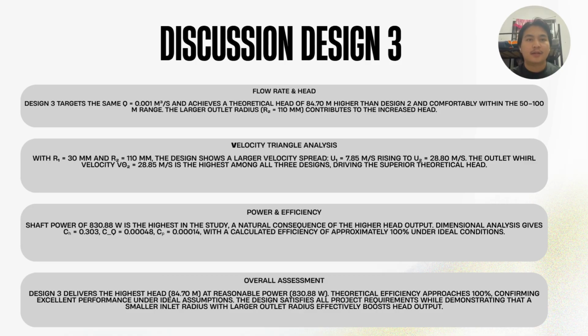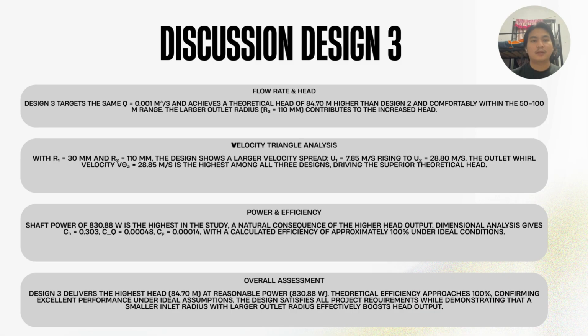As for the discussion for design 3, for the flow rate and head, design 3 targets the same Q, which is 0.001 meter cube per second, and achieves a theoretical head of 84.7 meter, higher than design 2 and comfortably within the 50 to 100 range. The larger outlet radius, R2 equal to 110 millimeter, contributes to the increased head.